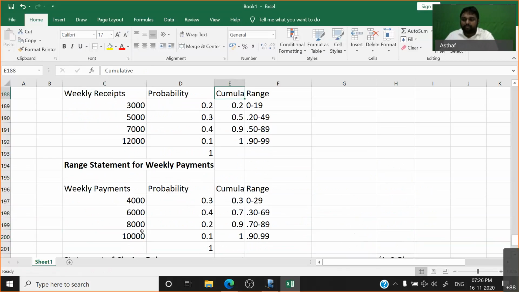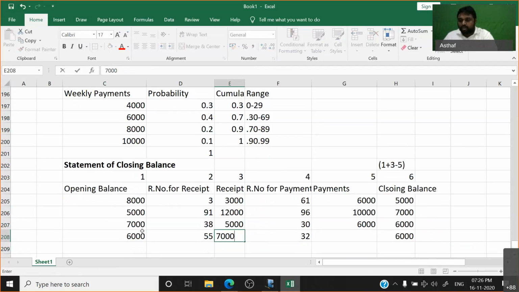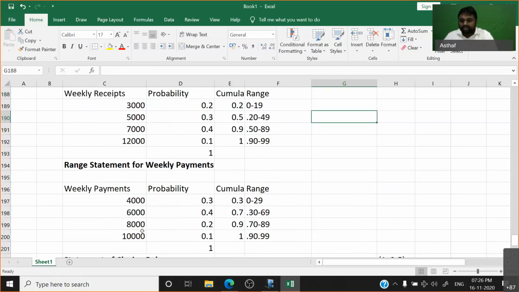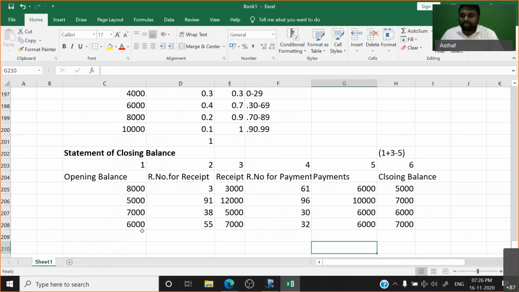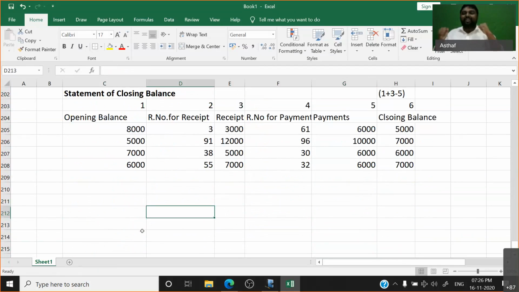55 now what will come? 7,000. 32 now what will come? 6,000. Like that you have to do. So now you should have understood. I am not going further with the calculation. You can do it as a homework.